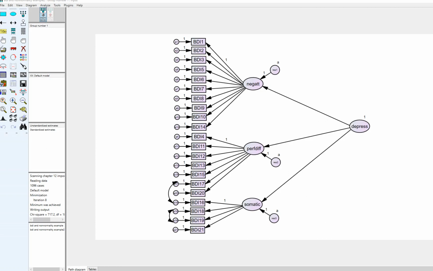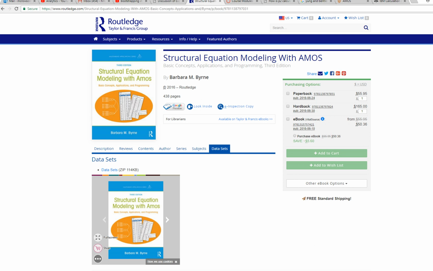Okay, in this video I'm going to discuss strategies for identifying and managing issues of multivariate non-normality in the context of structural equation modeling. The example is actually derived from chapter 12 of Barbara Byrne's book, Structural Equation Modeling with AMOS.